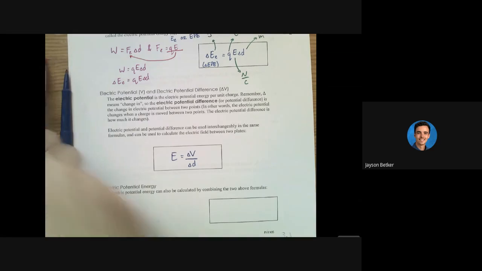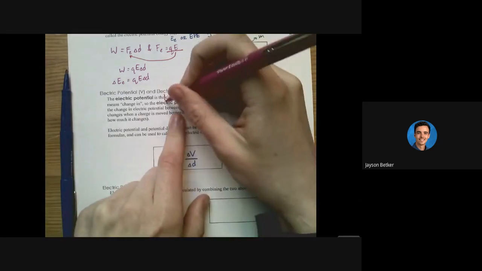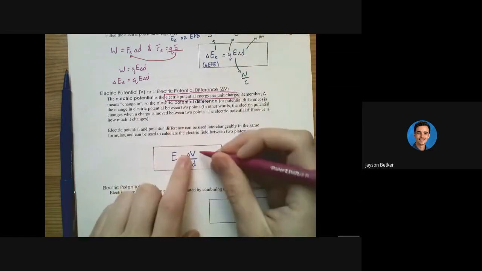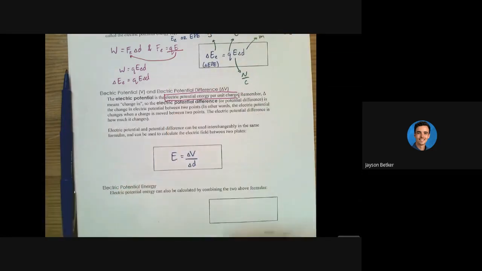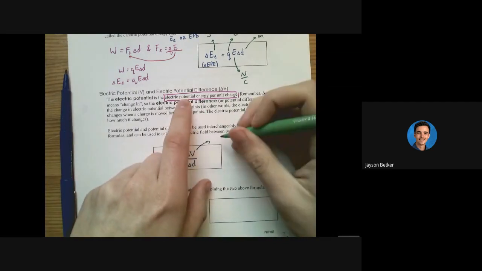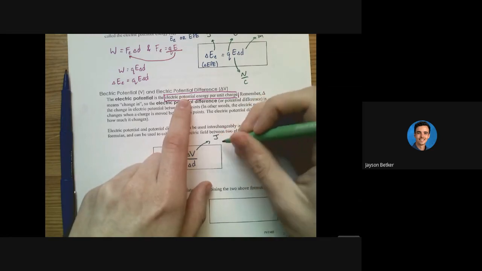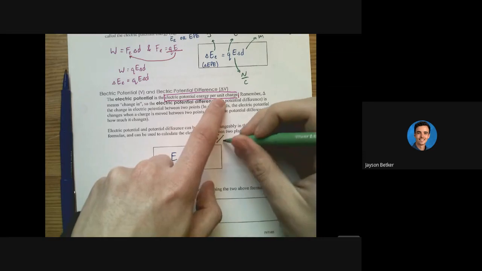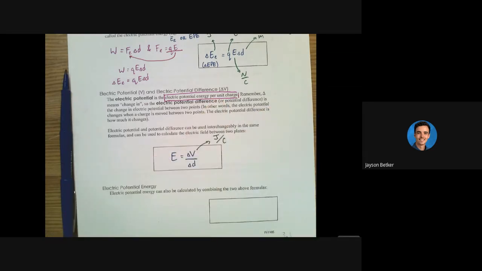Now, here's where this comes into play, where it says that it's the electric potential energy per unit charge. When I show you what this is measured in, it'll make sense. Electric potential energy is measured in joules per unit charge. What do I always measure charge in? Coulombs. So joules per coulomb.